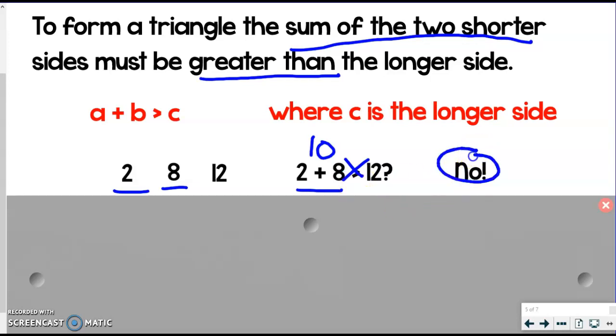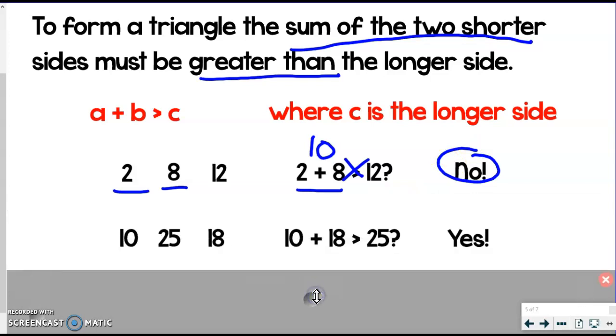But then we had another example where we had 10 and 18. See how they're not necessarily the first two? 10 and 18 were the shorter side lengths, right? Because those are both smaller than 25. When we add those together, we get 28. And since that is greater than 25, it is going to make a triangle.